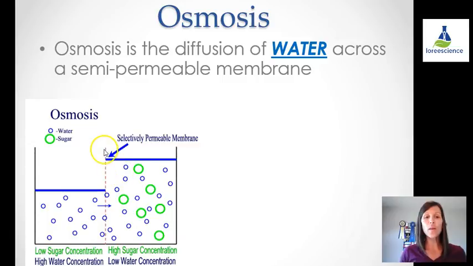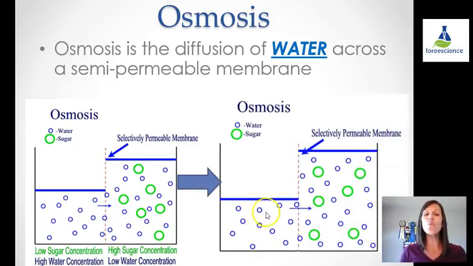We have a beaker, and we have the selectively permeable membrane or barrier down the center. We have a high water concentration on the left-hand side and a low water concentration on the right. We have low sugar on the left because there are no sugar molecules, whereas we have a high sugar concentration on the right because there are several sugar molecules. Now, sugar cannot pass through this membrane. So think about, what do you think is going to happen?